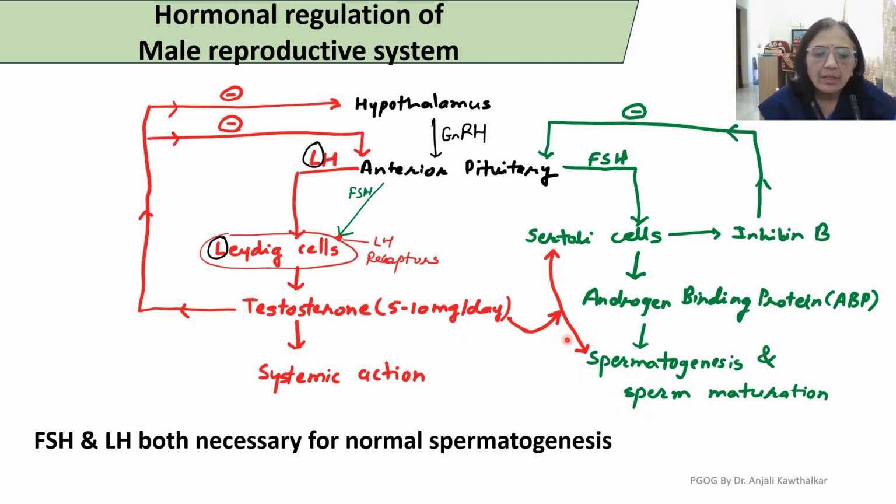Testosterone plays an important role. So we can see that there is a crossover, though we say these are two separate pathways. I have shown it with separate colors: LH is mainly for Leydig cells and testosterone, FSH is mainly for Sertoli cells, inhibin B and spermatogenesis. Still there is a connection between these two. As we can see here, FSH also stimulates LH receptors. Testosterone is necessary for spermatogenesis, and that is why the most important concept is that FSH and LH both are necessary for normal spermatogenesis.